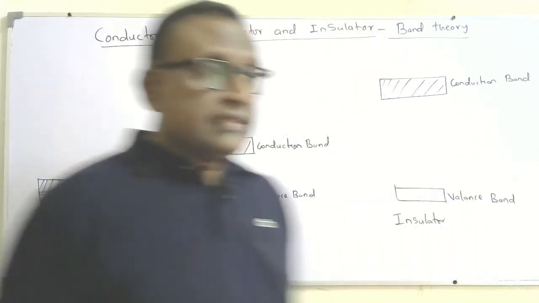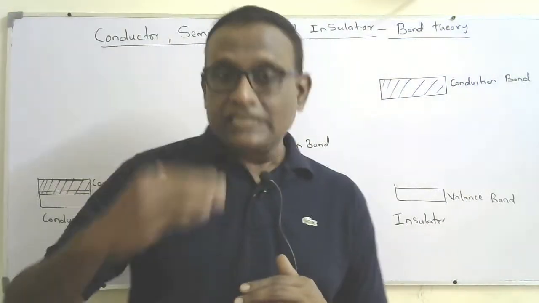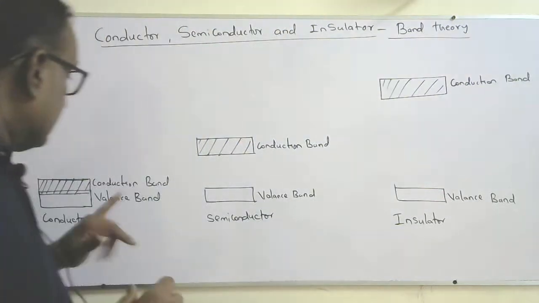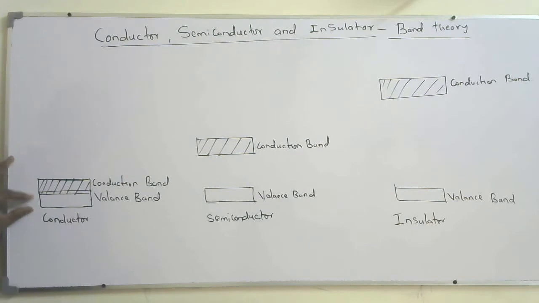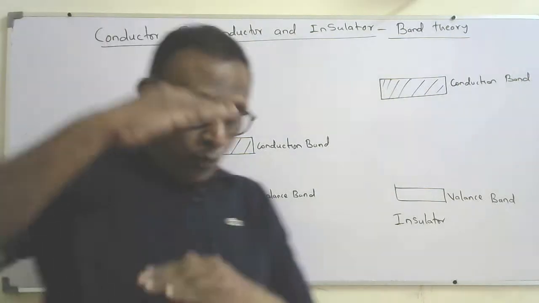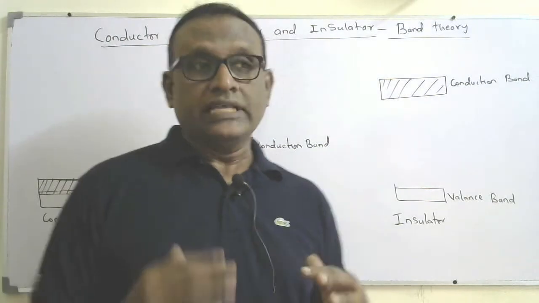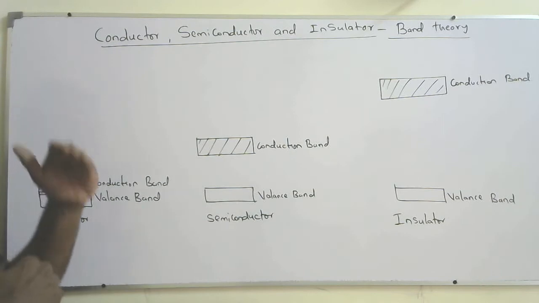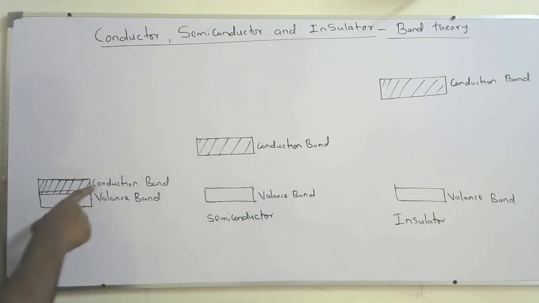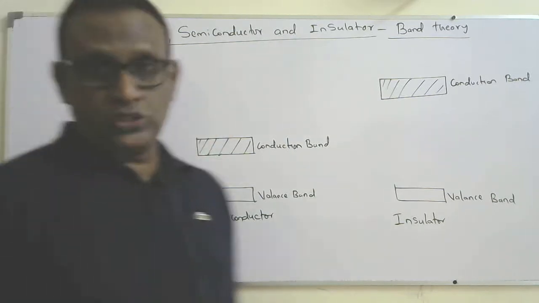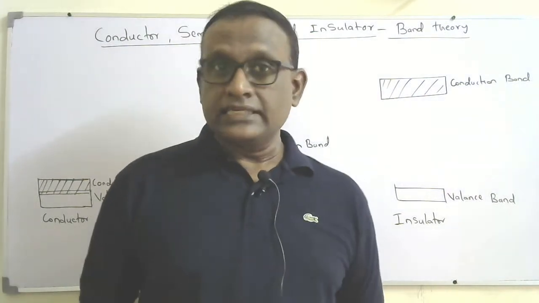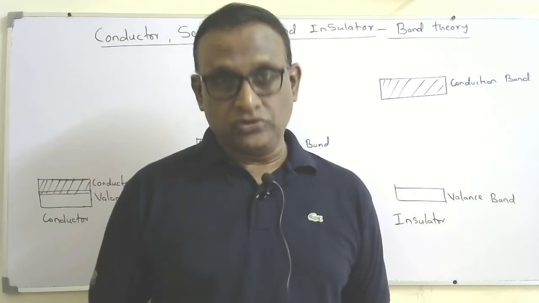So when we think about these two energy levels, in conductors the valence band and conduction band partially overlap, and the conduction band is completely full. So there will be a lot of electrons in the conduction band. Those electrons can be involved in the current flow.